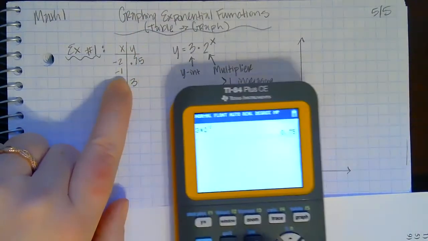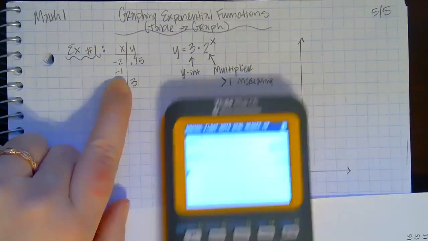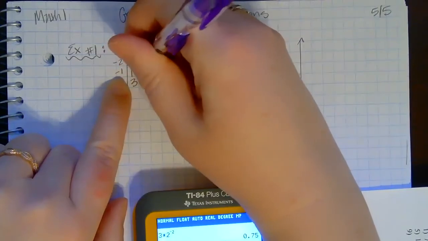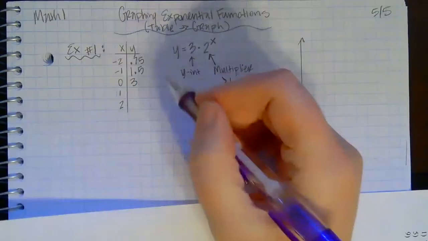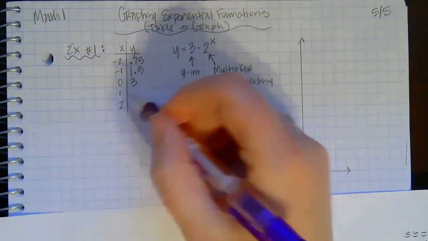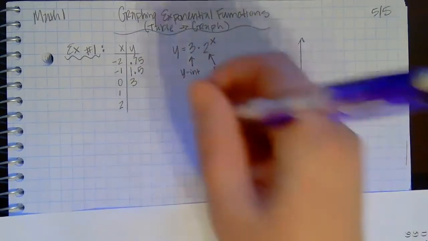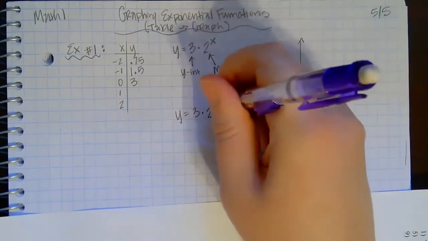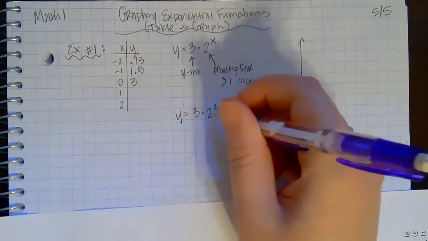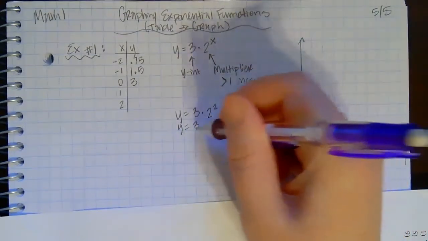Same with the -1. I can substitute it in the same way. 3 times 2 to the -1, and I get 1.5. Now, remember, you have 2 other options here as well. So I could continue substituting in these numbers here, and I'll do one by hand just so you can see it. So I'll do the second power one right here by hand. So y equals 3 times 2, and then I'd substitute the 2 in for x. So 2 to the second power is 4. I have to do exponents first. And 4 times 3 is 12.